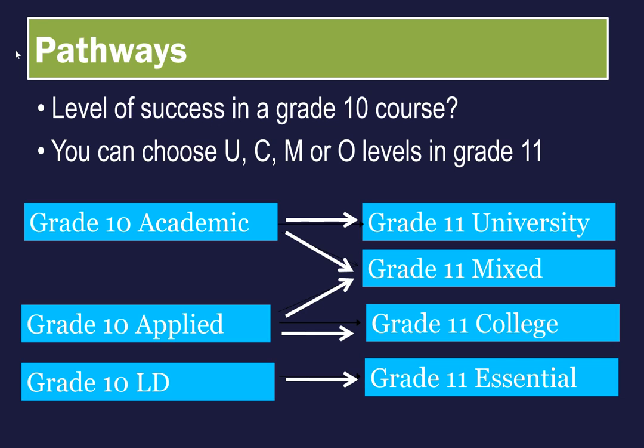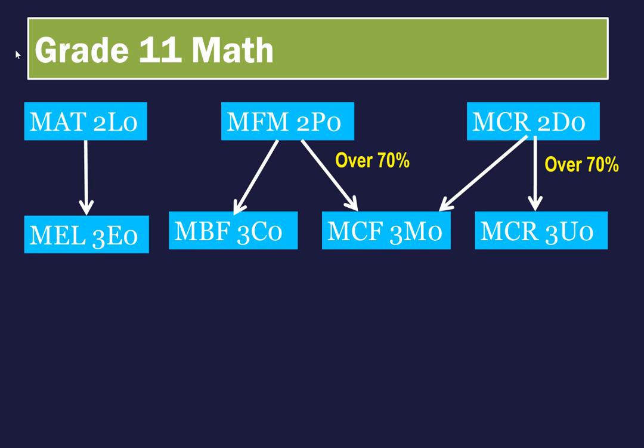Generally, grade 10 academic will lead to a grade 11 university course or grade 11 mixed course. Grade 10 applied generally moves to mixed or grade 11 college. And grade 10 locally developed leads to grade 11 essential courses. There's always issues with grade 11 math. If you took MAT2LO, locally developed math, your pathway will be MEL3EO. That's the essential math course in grade 11. If you took MFM2PO, you have a choice. You can go into the college level grade 11 math, MBF3CO, or the mixed level math, MCF3MO.